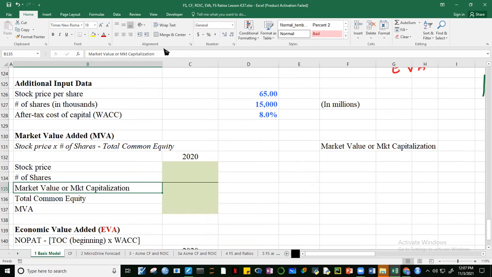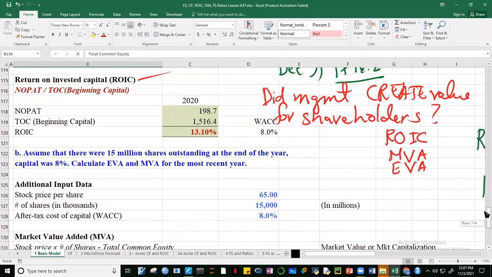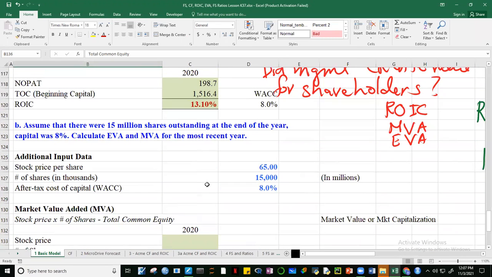How do we convert that, kasi in thousands siya. Just to be clear about this. Anyone, guys? We're given the shares in thousands, but we need to convert that in millions because our data is in millions. So what's 15,000, which is in thousands? How much is that in millions?